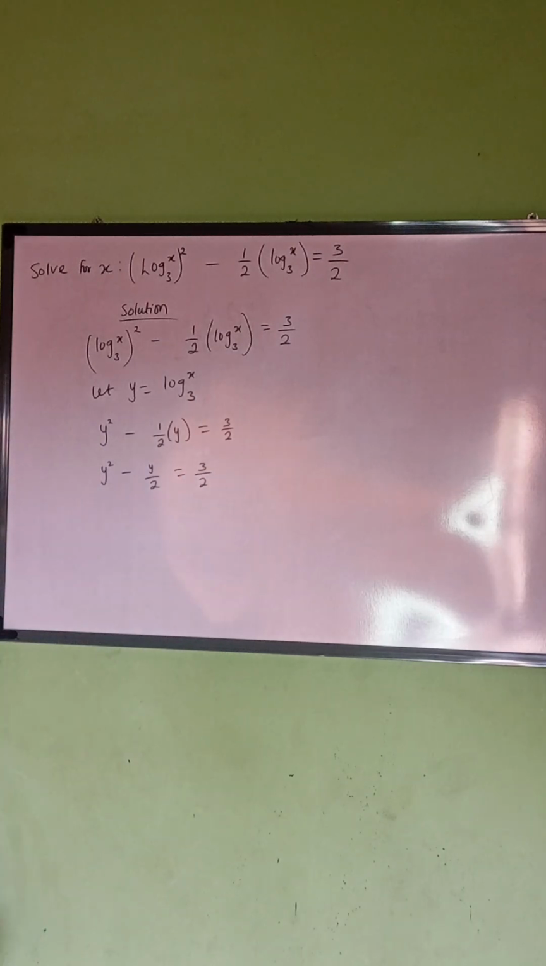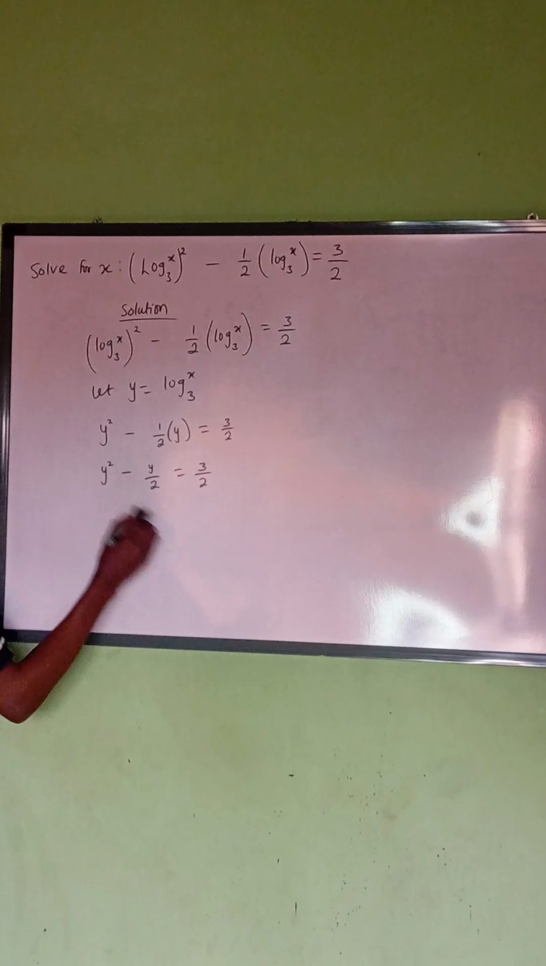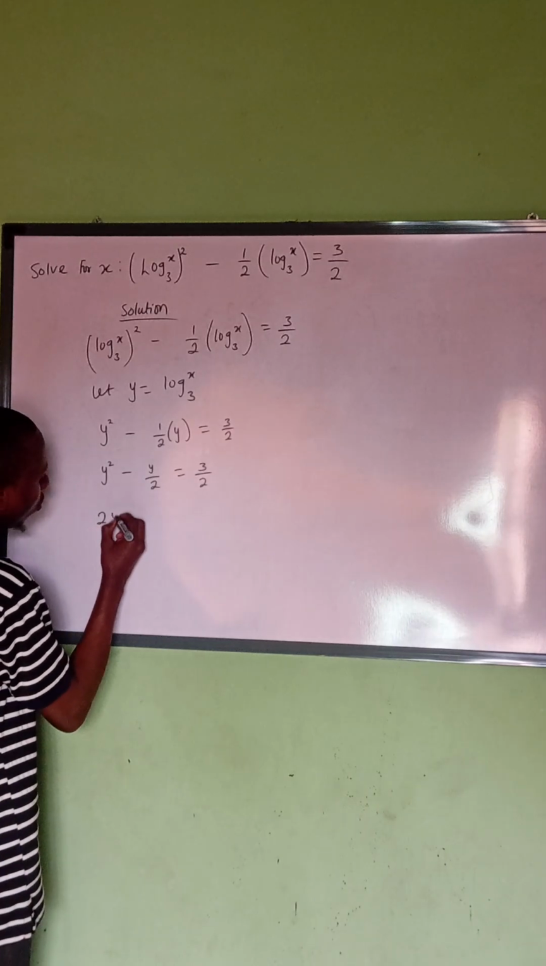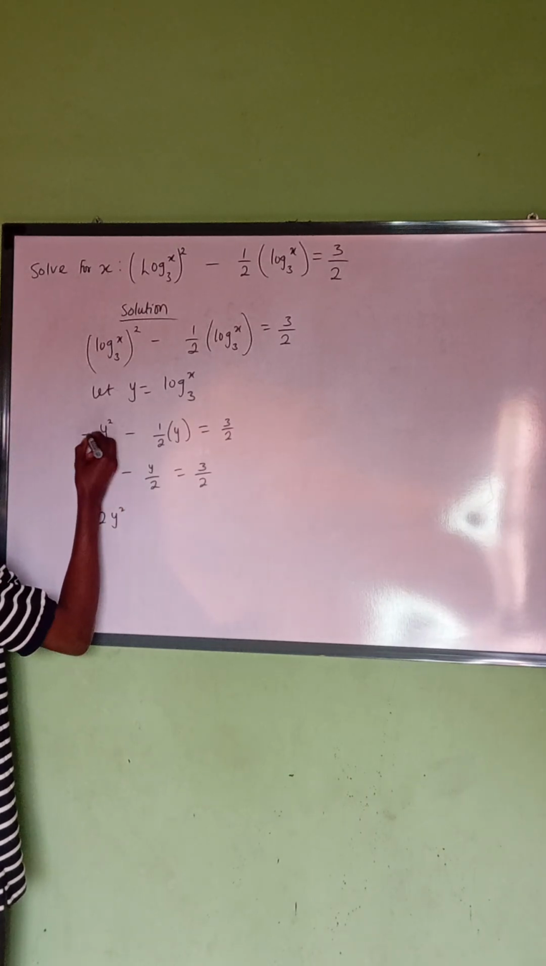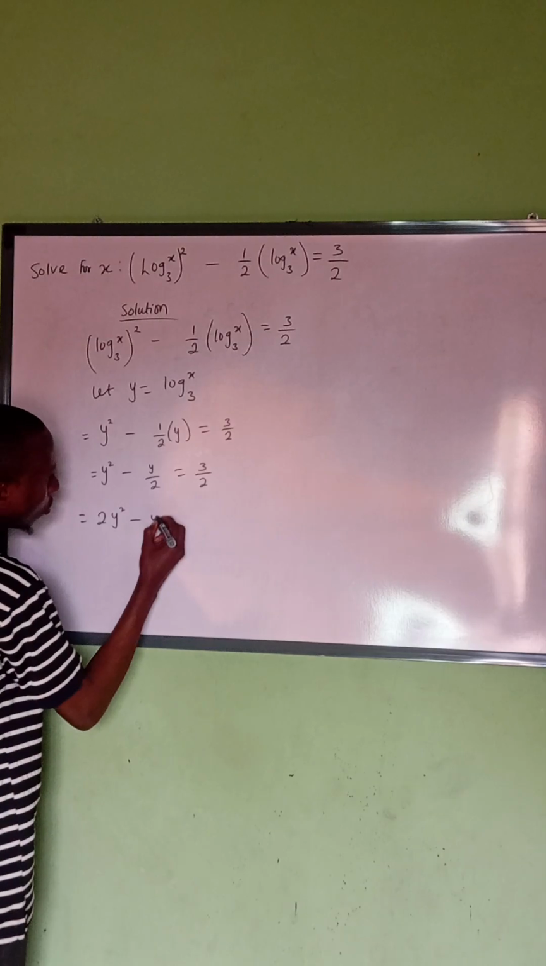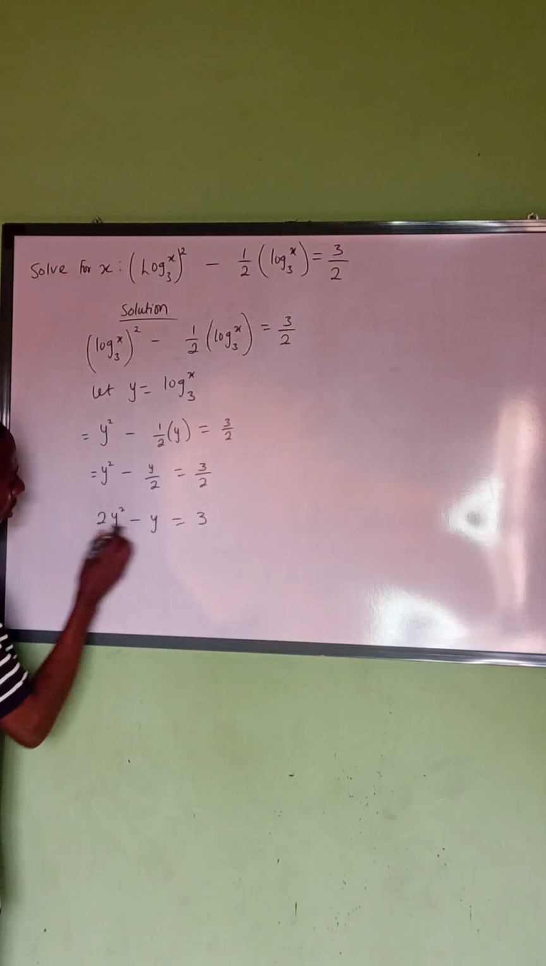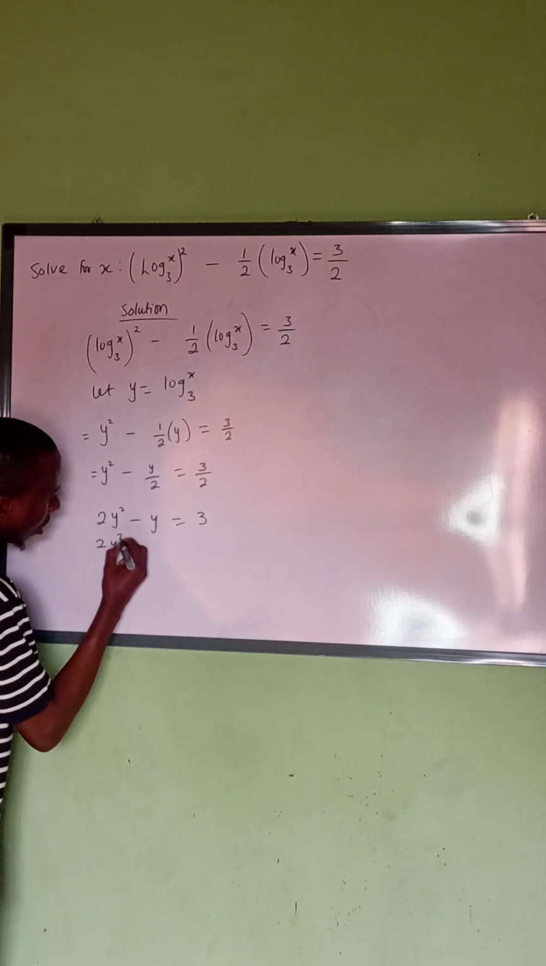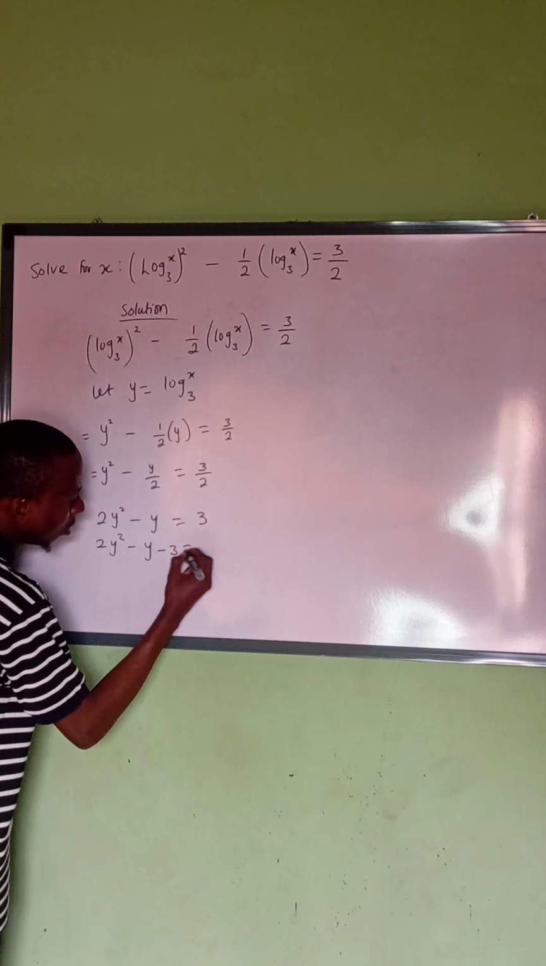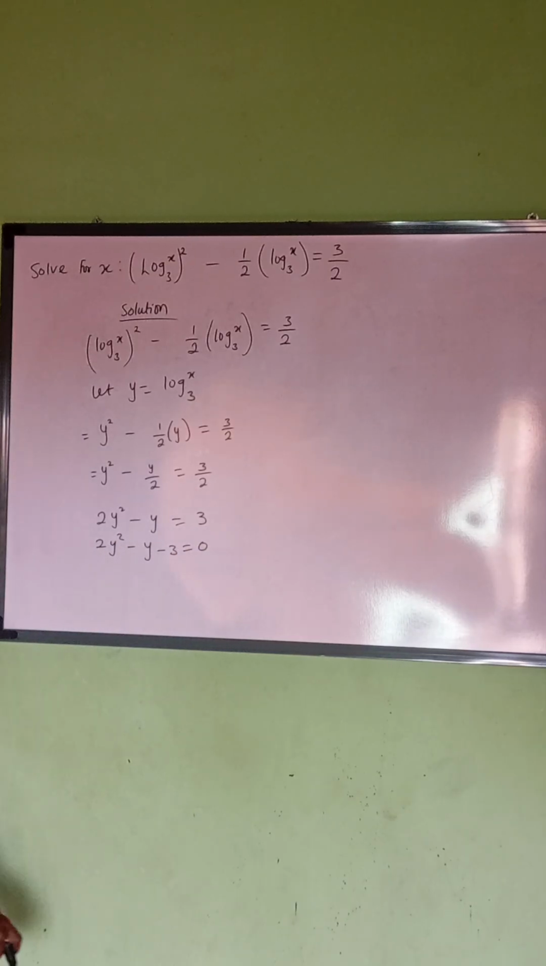Now to clear the fraction, let's multiply by the LCM, which is 2. So this times 2 becomes 2y squared minus y equals 3. Now we can have the quadratic equation as 2y squared minus y minus 3 equals 0. Now this is a quadratic equation.